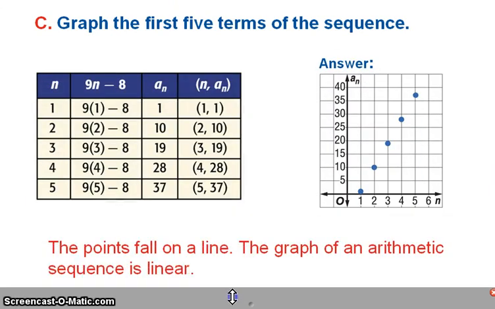Then what they want you to do is graph the first 5 terms of the sequence. This is the linear equation. Here's your formula, 9n minus 8. The first 5 terms, 1, 2, 3, 4, 5. Your n is your number of term. So since they want the first 5, we just use 1, 2, 3, 4, and 5. It's like an xy value chart. Here are your x's, here are your y's. Or here's your input, here's your output. Here's the machine that you came up with, 9n minus 8. And then here are your points. So you plot them, and you can see that it's linear. So arithmetic sequences are linear functions.